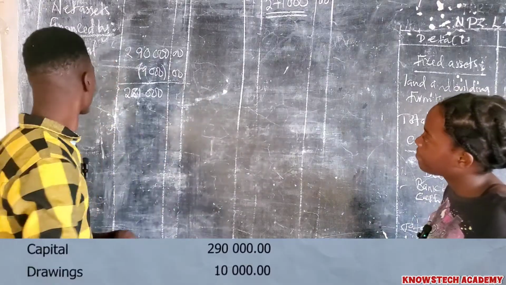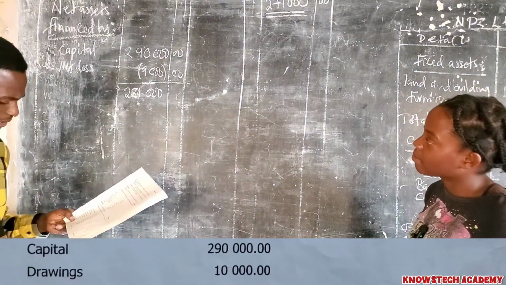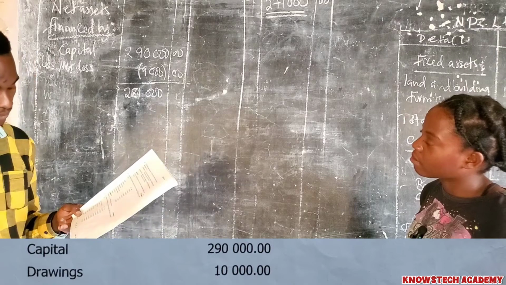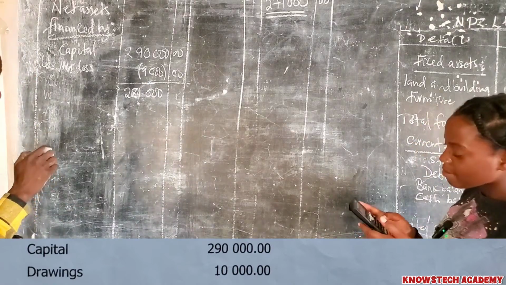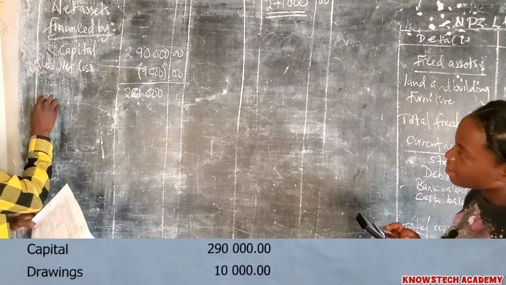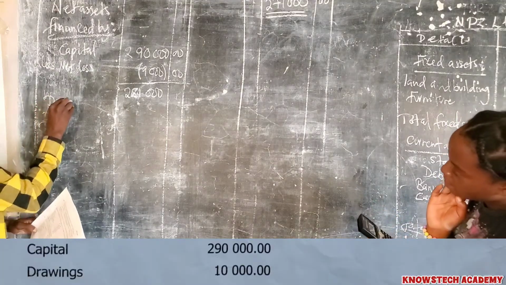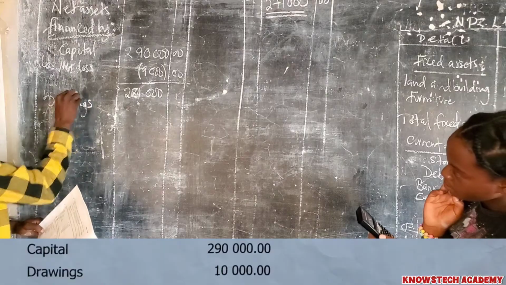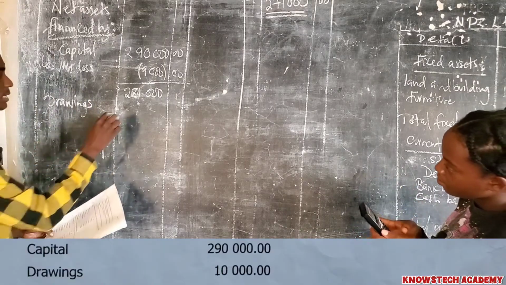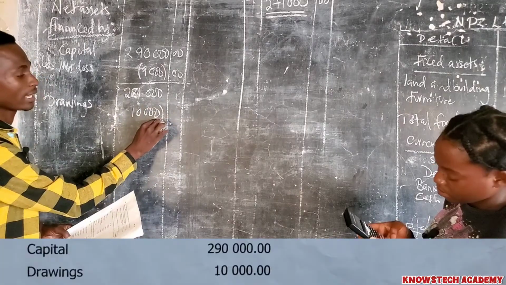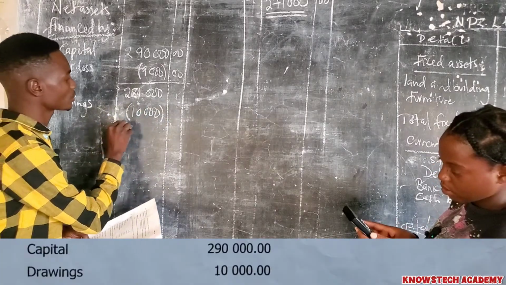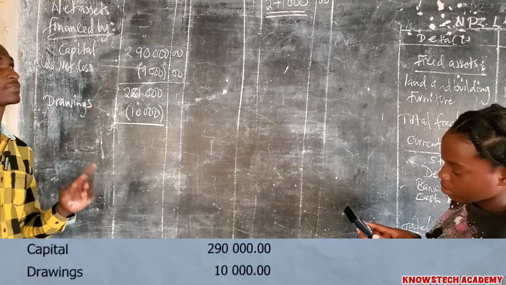So let's check. Do we have drawings? We do. So you took out 10,000 from the business. Drawings, 10,000. So we subtract. Yes, we subtract. So listen, and listen very carefully.